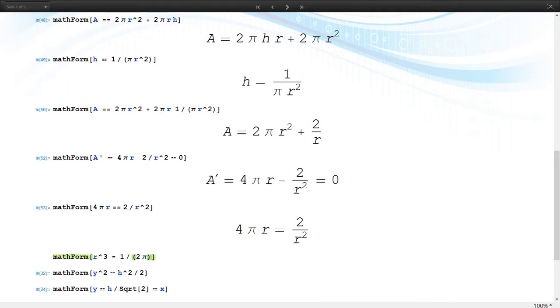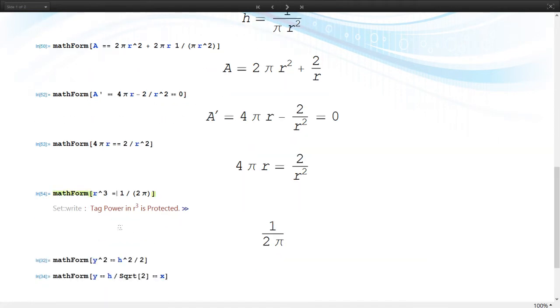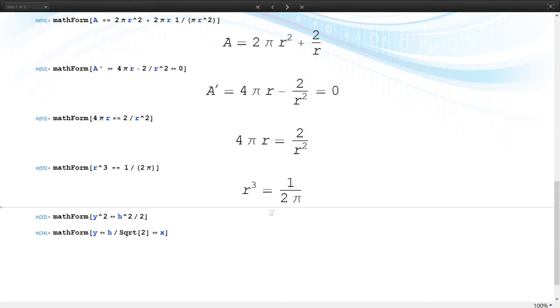Let's make sure I canceled that correctly. Yeah, there's going to be a pi in the denominator. The 2 here will cancel with a 2 there. This looks good. So we take the cube root of both sides.